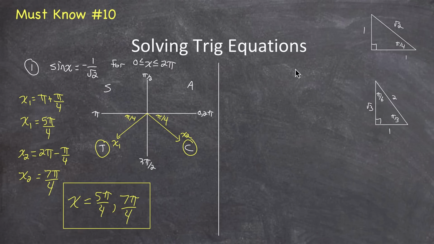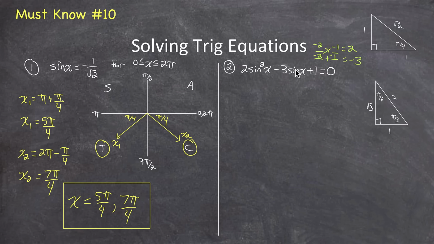Let's do a second equation where I don't restrict the domain. Let's say we have 2 sine squared x minus 3 sine x plus 1 equals 0. I would start by factoring this quadratic expression by finding numbers that have a product of 2 times 1, so a product of 2, and a sum of negative 3. The numbers that satisfy that product and sum are negative 2 and negative 1.